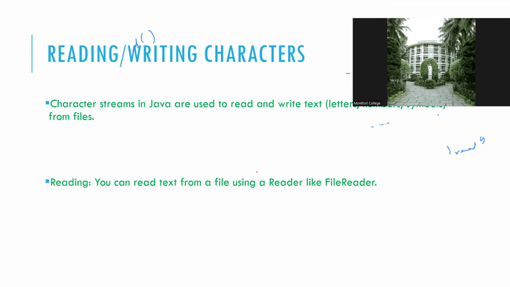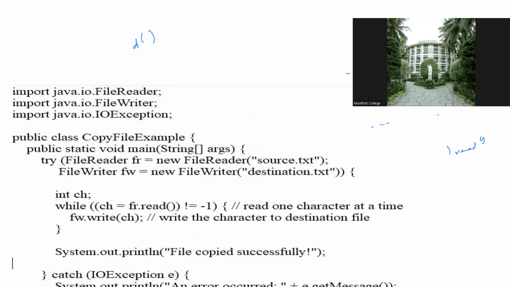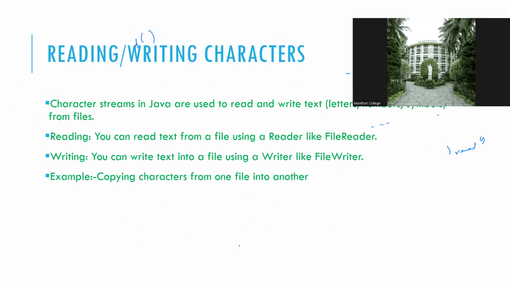We'll go to the next one, reading and writing characters. Reading and writing characters means now we are going to read characters. Reading means input, writing means output. Character streams in Java are used to read and write letters, numbers, symbols from files. You can read text from a file using a reader like FileReader. Writing means you can write text into a file using a writer like FileWriter. So FileReader and FileWriter we have to use.